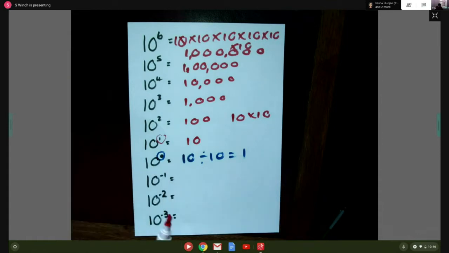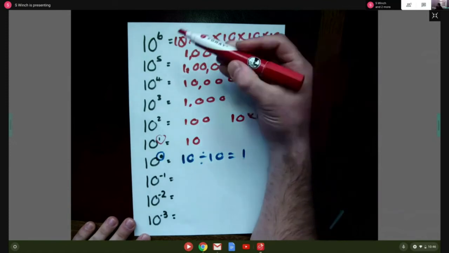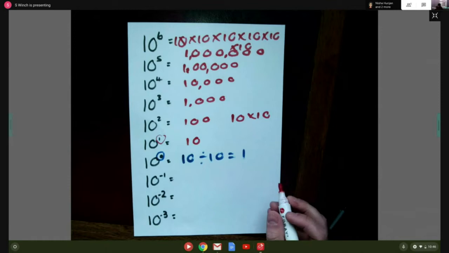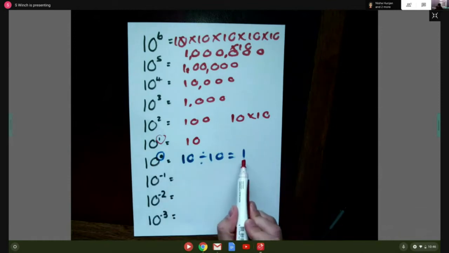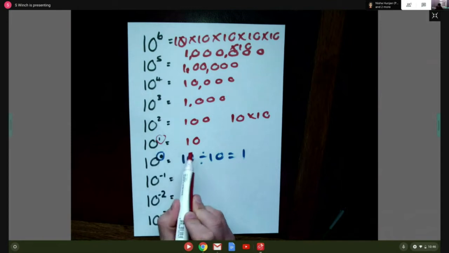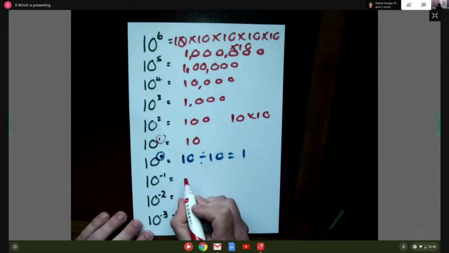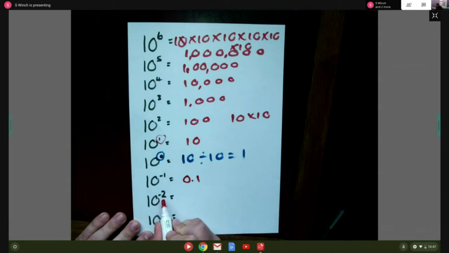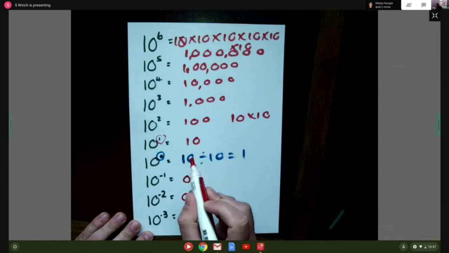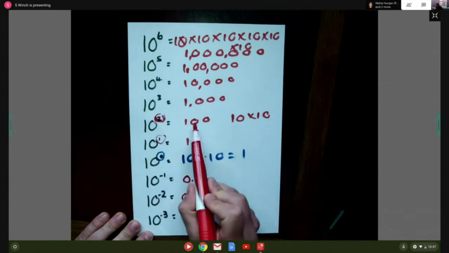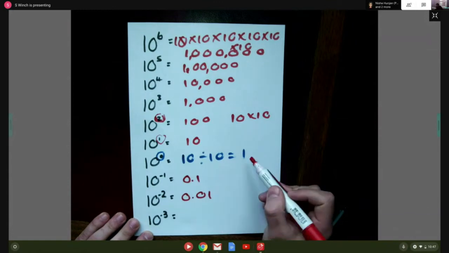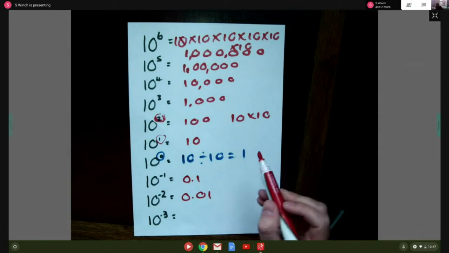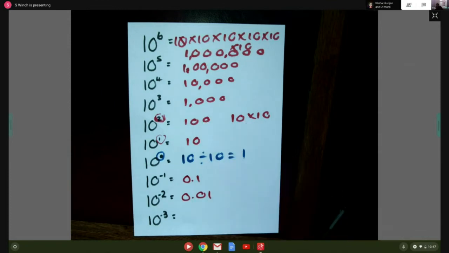Right, now, next question. How do we go from positive indices to negative indices? So now we're looking at 10 to the power of minus 1. But 10 to the power of 0 is 1, and 10 to the power of 1 is 10. 10 to the power of minus 1 becomes 0.1. And 10 to the power of minus 2 is 0.01. If we look here, 10 to the power of positive 2 is 100. So we're going to divide 1 by 100, which gives us 0.01.